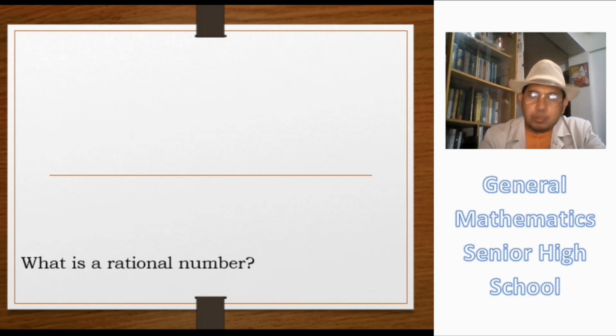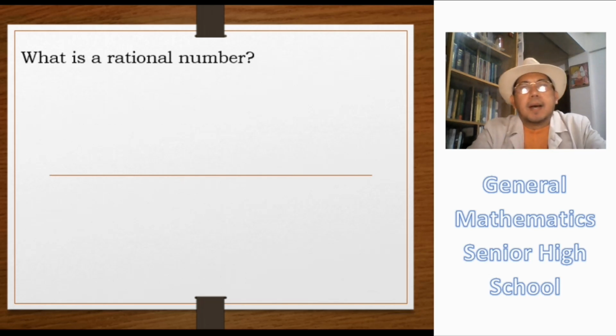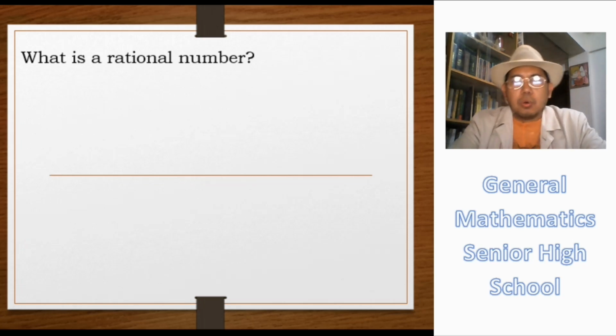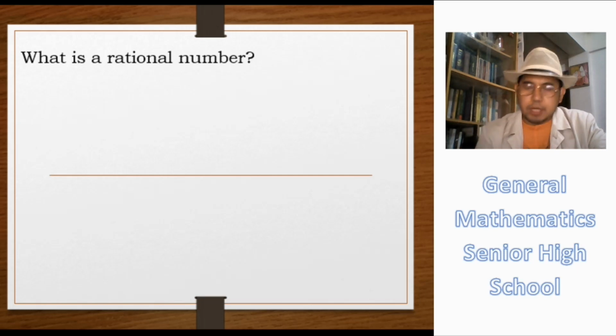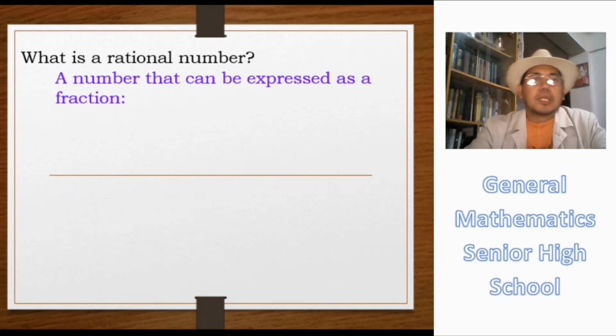So to start with, we need to go over certain concepts. Before we get to the rational function, there are prerequisites that you need to understand. Now, what is this? The concept that you should understand is what a rational number is. When we say rational number, it is a number that can be expressed as a fraction.